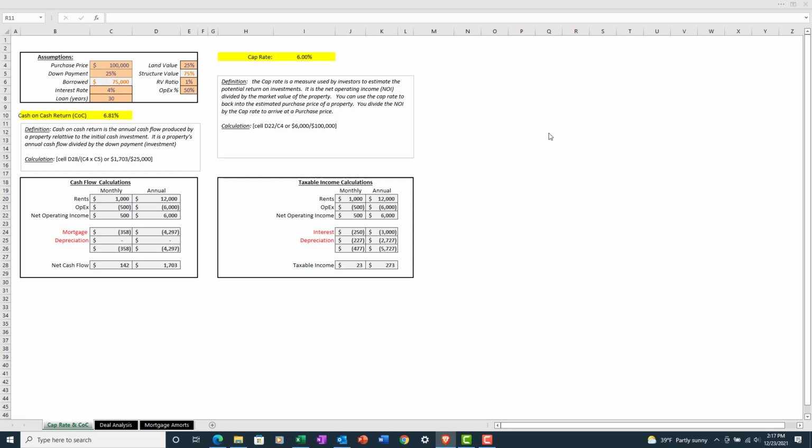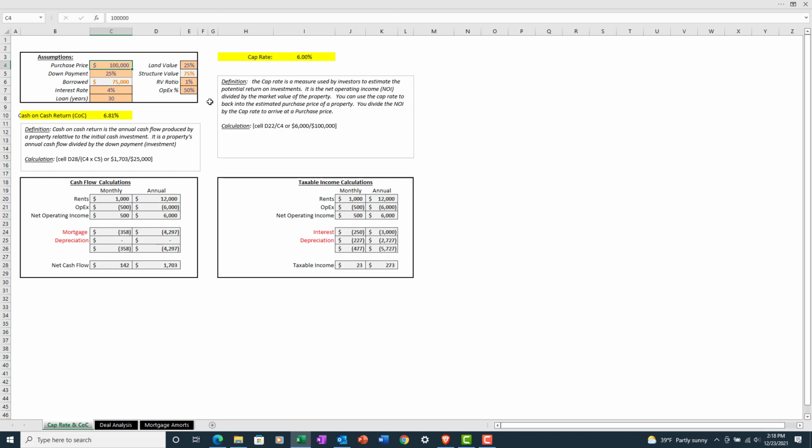So let's briefly discuss the assumptions being made on this tab. In our scenario here, we assume a purchase price of $100K up here in cell C4 with a 25% down payment, which is pretty typical for real estate investing. We're going to borrow the rest at 4% over 30 years. The land value of the property we assume is 25%, and that gives us a 75% allocation to the building structure cost. This will become important to know for depreciation purposes. We'll take a look at that a little later.